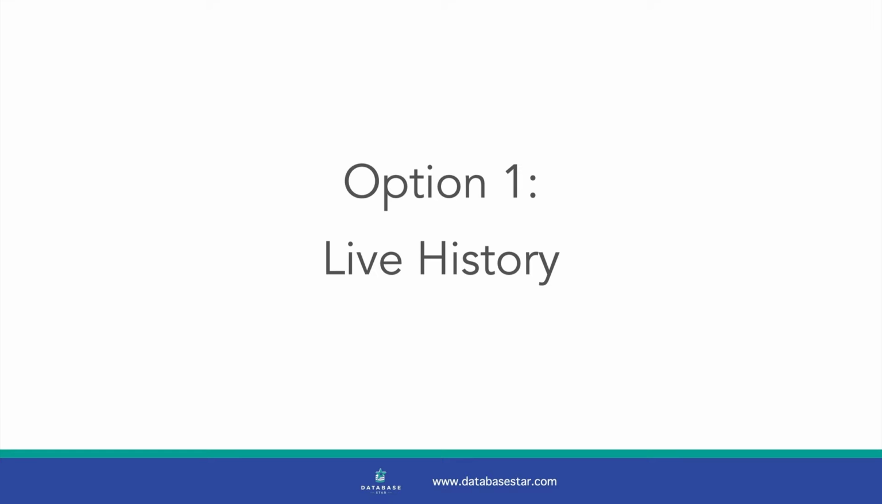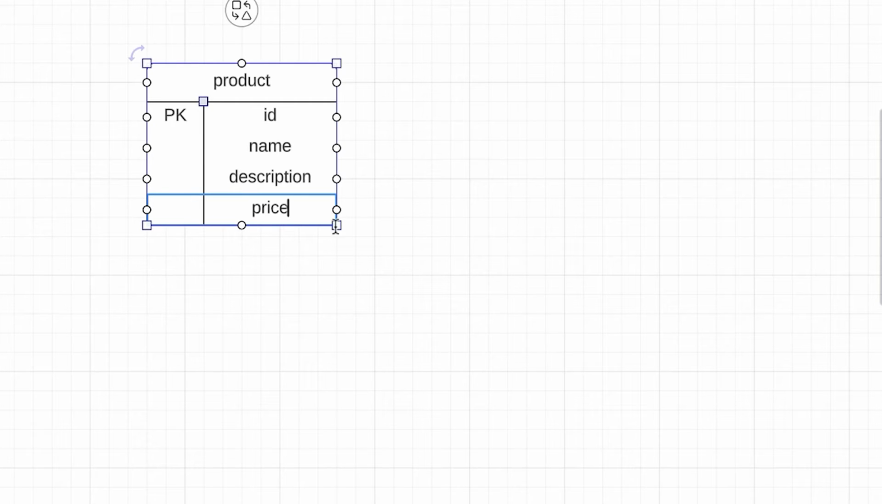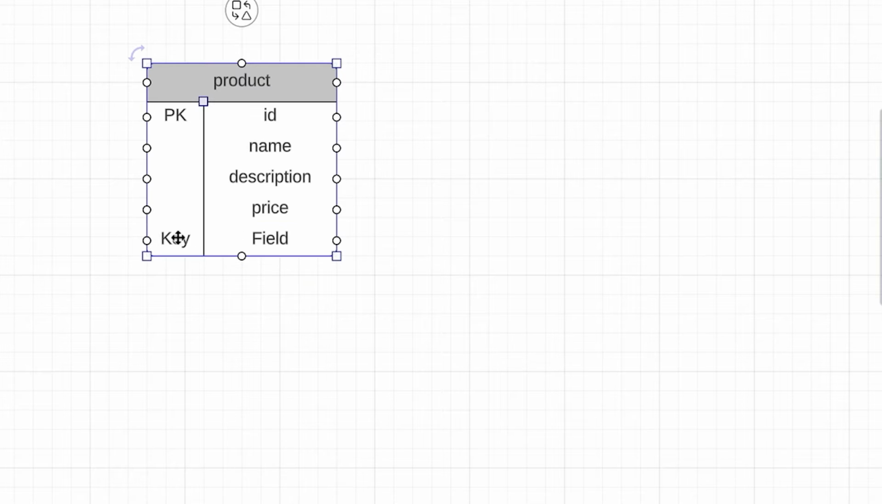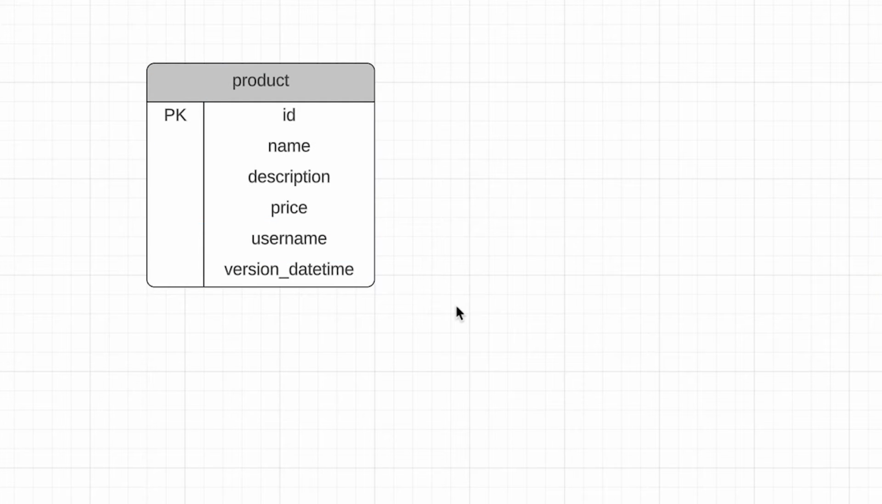Any changes made to a row in the table are added as a new record into that table. Let's say we have this product table that has an ID, a name, a description, and a price. To capture the history of changes, we need to add a few fields. First, we'll add a username field that captures the user who created the record. Next, we'll add a version datetime field that captures when the record was created. This captures who made the change and when it was made, but we don't yet know what was changed.